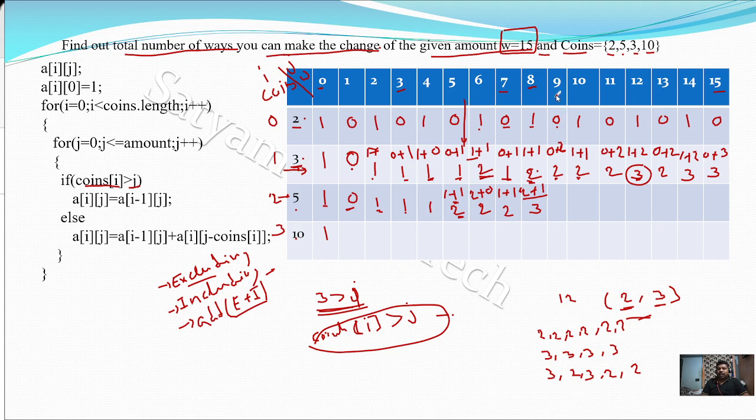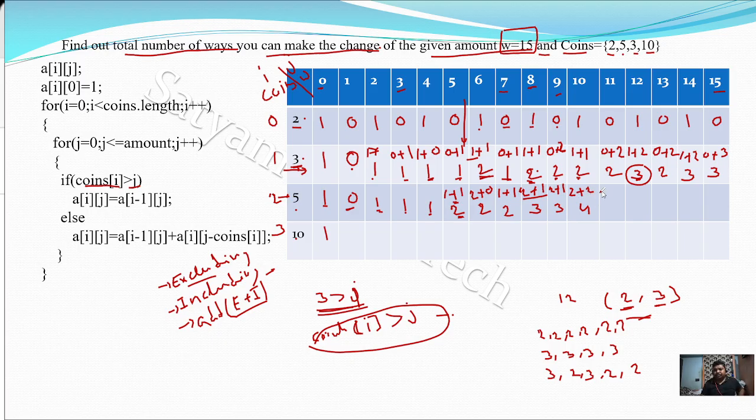So you can see here it is 9. The previous value is 2, plus 9 minus 5, that is 4. In the fourth column the value is 1. Here you can see 2 plus 1, that is 3. Here also the previous value is 2, plus 10 minus 5, that is 5. In the fifth column here it is 2. So the value is 4 now.